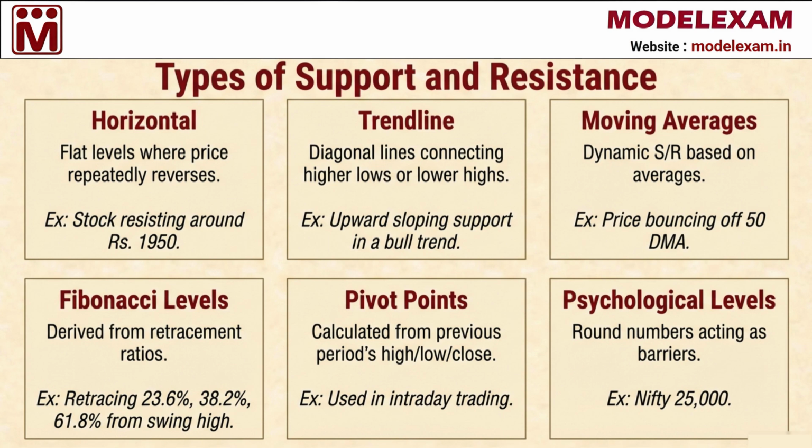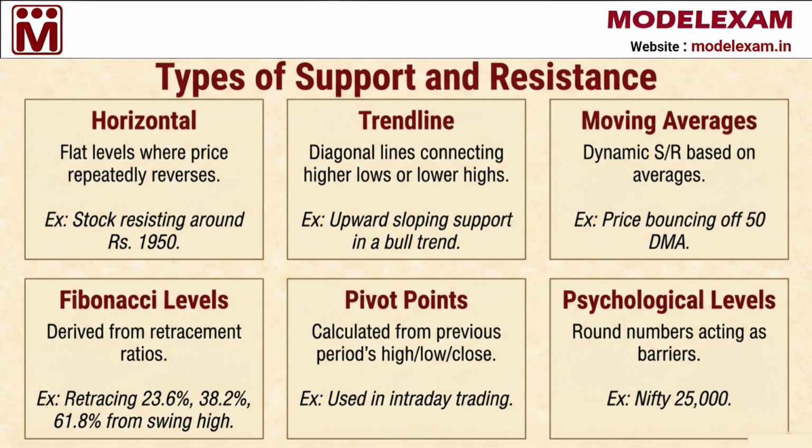Now, let us look at the different types of support and resistance. The most common is horizontal, which are flat levels where the price repeatedly reverses. For example, a stock might struggle to go above 1950 rupees. Then we have trend lines, which are diagonal lines connecting higher lows in a bull market.